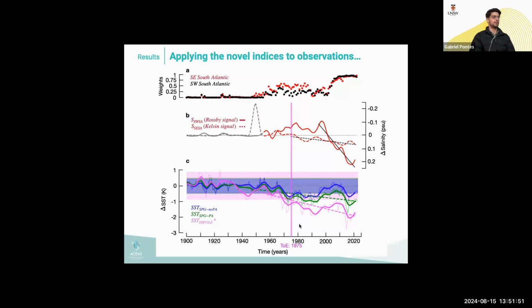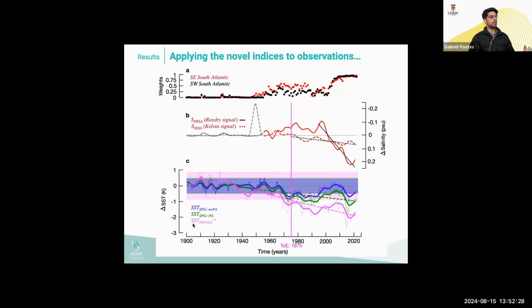So those are two different indices based on salinity and SST that end up showing some similar results. And the time of emergence here is just a measure of when this time series emerges from this envelope of variability, which is associated with some kind of equilibrium variability of the AMOC.